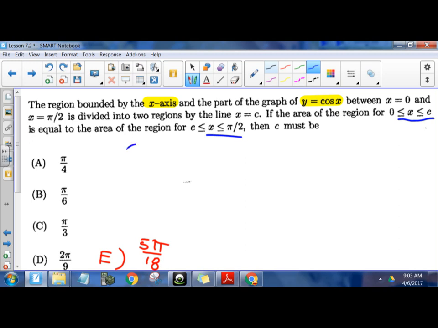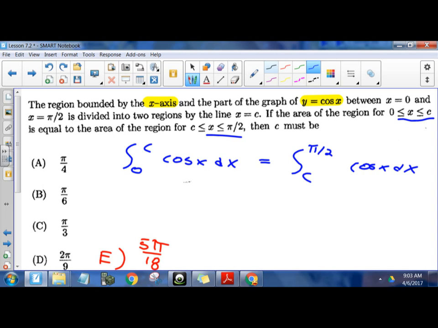So you know the integral from 0 to c of cosine x dx is the area of the left region. And the problem is telling you that that's simply equal to the integral from c to pi over 2 of cosine x dx. Well, in order to solve this, all you have to do is use the fundamental theorem of calculus, part two.